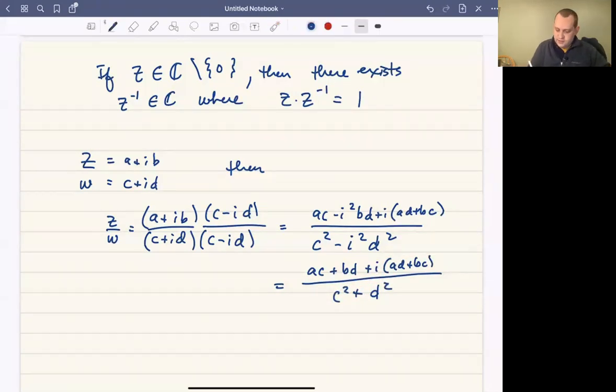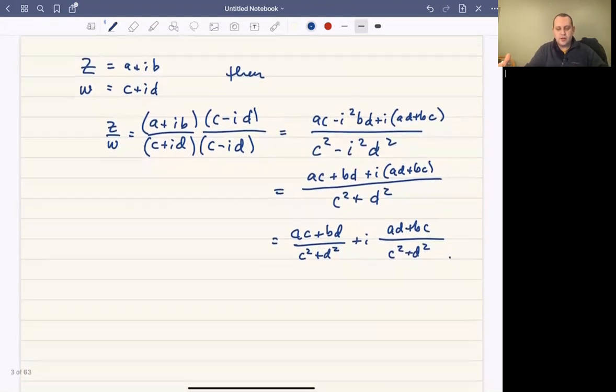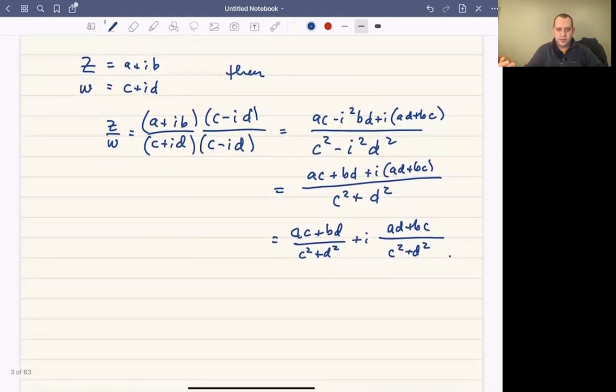You can write this as (ac plus bd) over your denominator, c squared plus d squared, plus i times the other quantity, (bc minus ad) over c squared plus d squared. Okay, so that's how complex division works: you multiply the top and bottom by the complex conjugate of the denominator so that you're really just changing this to a problem about dividing by real numbers. Okay, and so that's the idea. We'll do some examples of that as we go along.